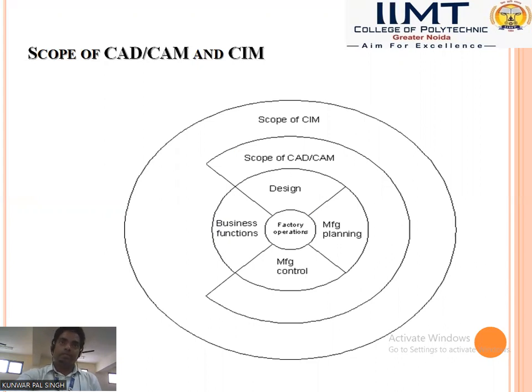CAD and CAM means all these activities are controlled by the CAD and CAM system, where manufacturing planning is done by computer aided manufacturing, design is done by computer aided design, manufacturing control is done by the CAM software, and business functions also come under computer aided manufacturing. When we combine all of them together, it comes under the CIM.